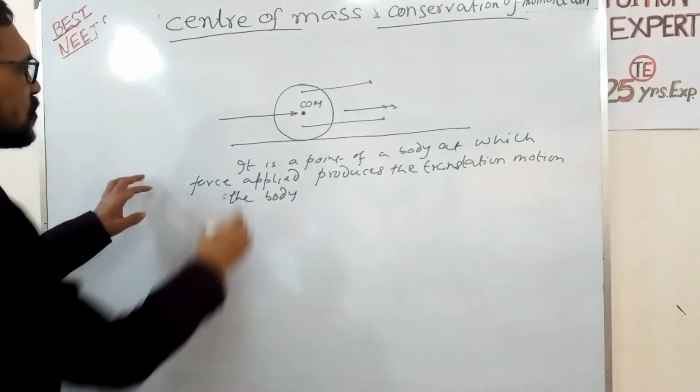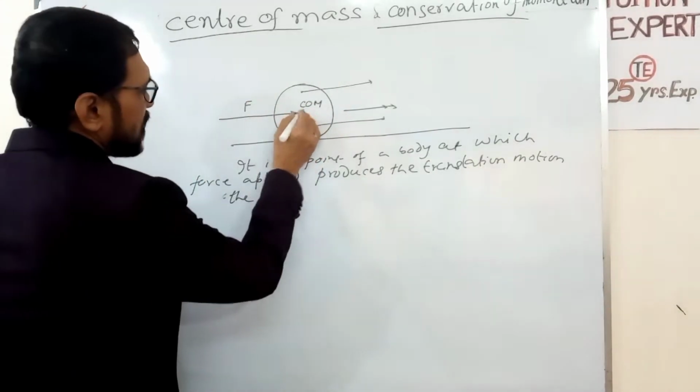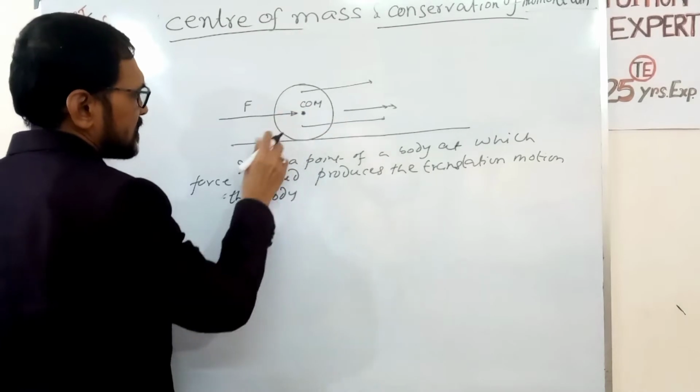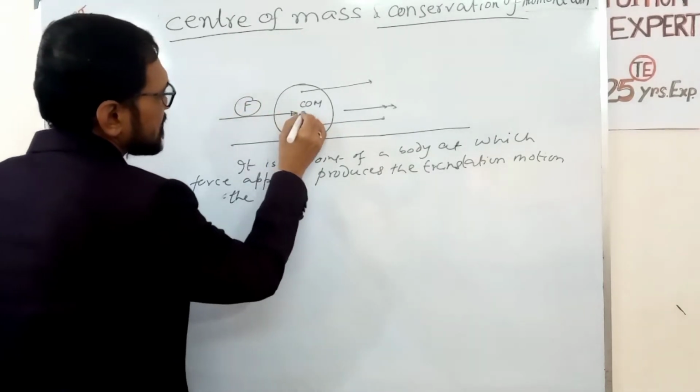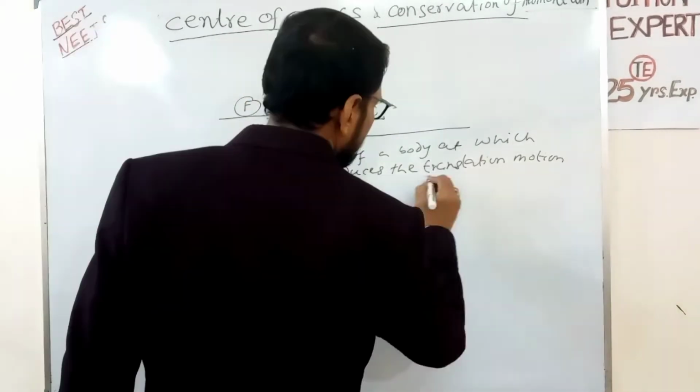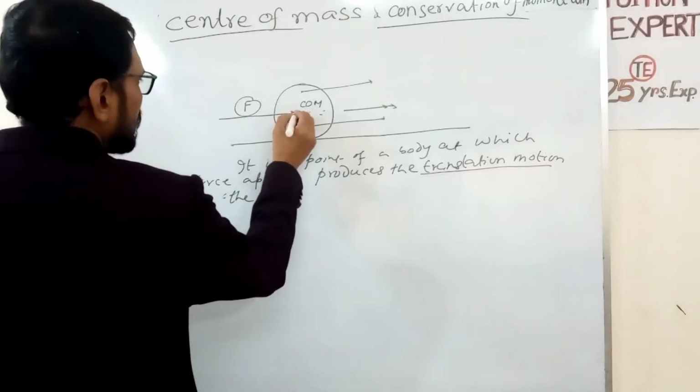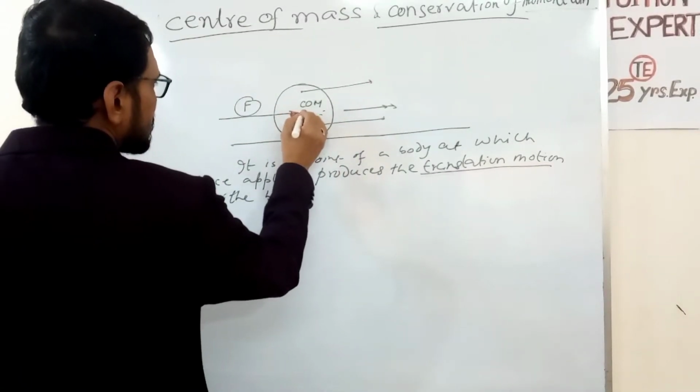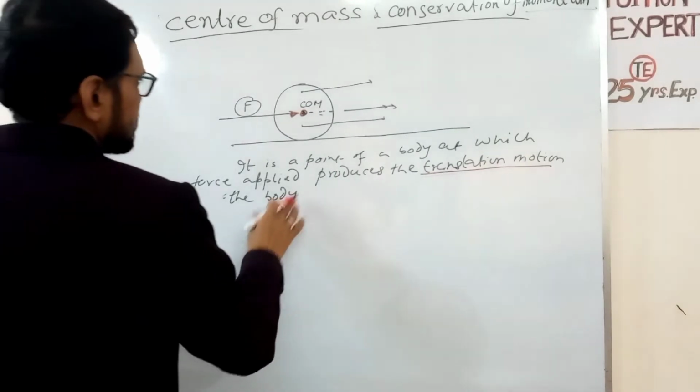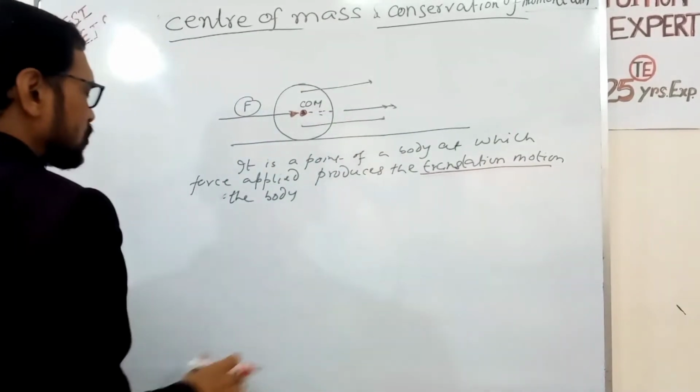So if the force is applied through the center of mass, that is, the line of action of the force passes through the center of mass, then the translation motion of the body is produced.